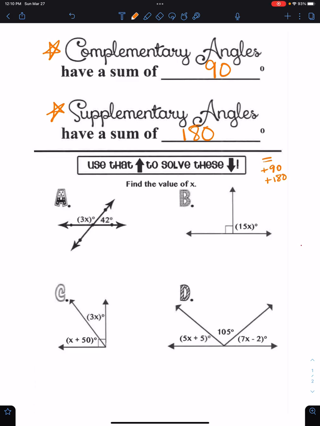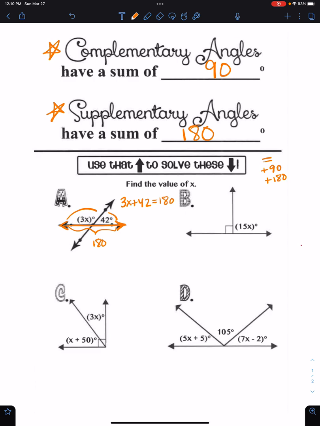So over here, for example A, we know that this is a straight line, and a straight line makes 180 degrees, which means that this angle plus this angle has to equal 180. So I'm going to write an equation for that. I'm going to write 3x plus 42 equals 180.